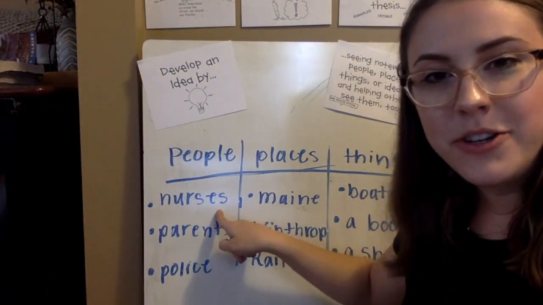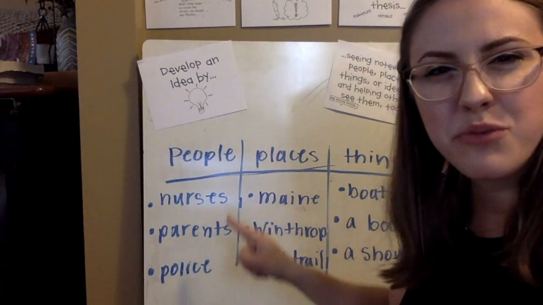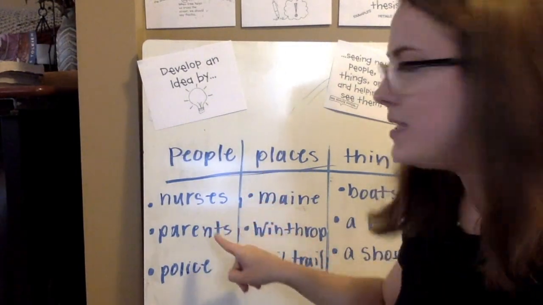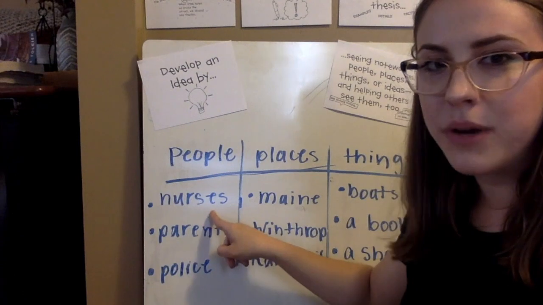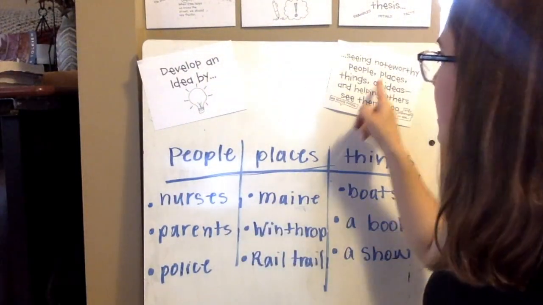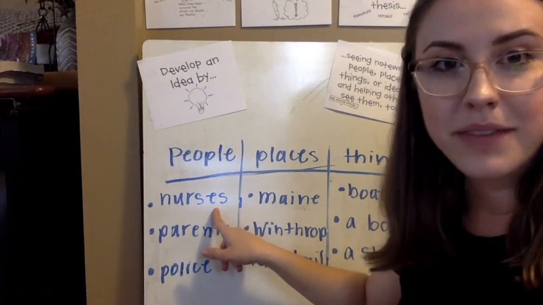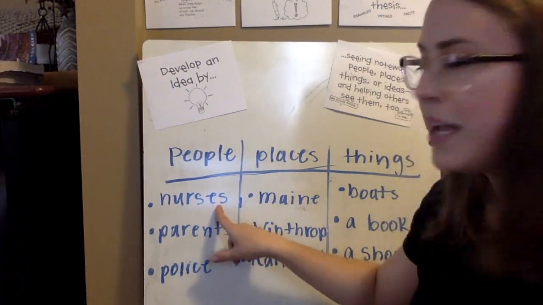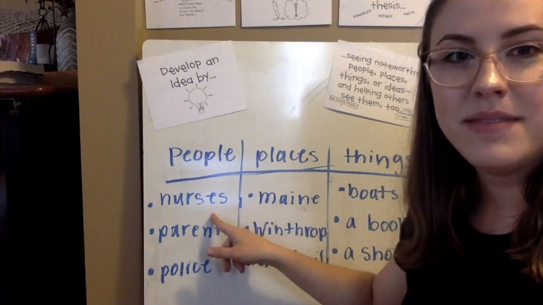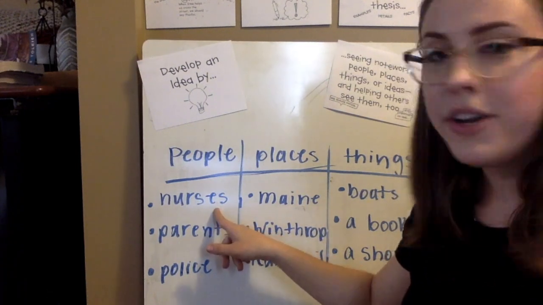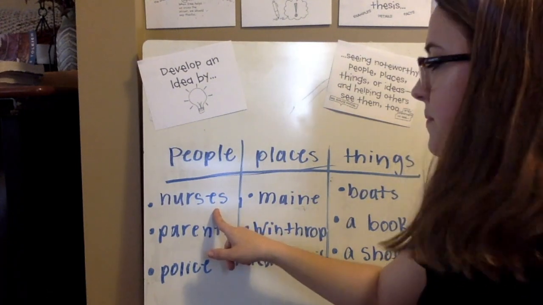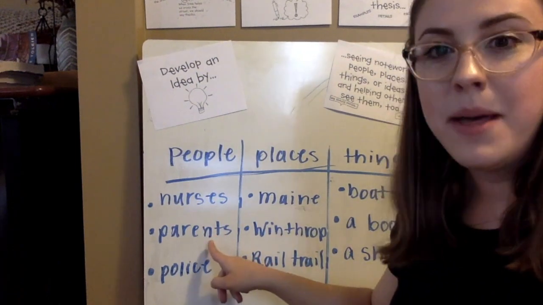I first wrote nurses. So I don't need to do any real writing here. It doesn't need to be in sentences. It's just a quick idea. So I just wrote nurses. So I think nurses are really noteworthy people, especially now because they do a lot of caring for other people. They're very brave people. And I could give all kinds of different examples of why I think nurses are noteworthy people. I could also say something about parents.